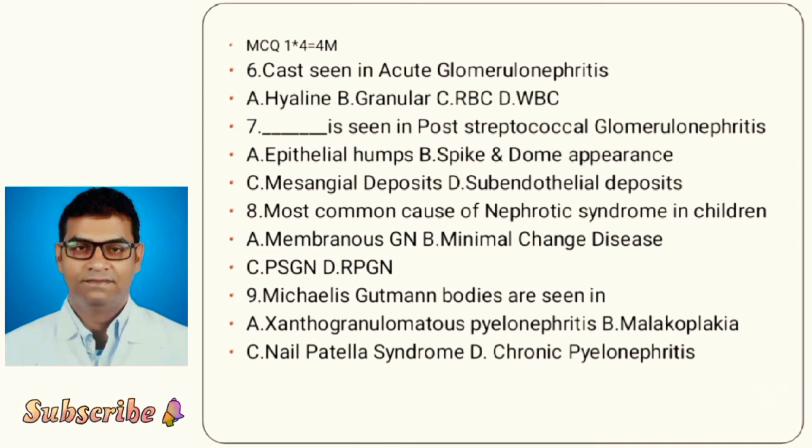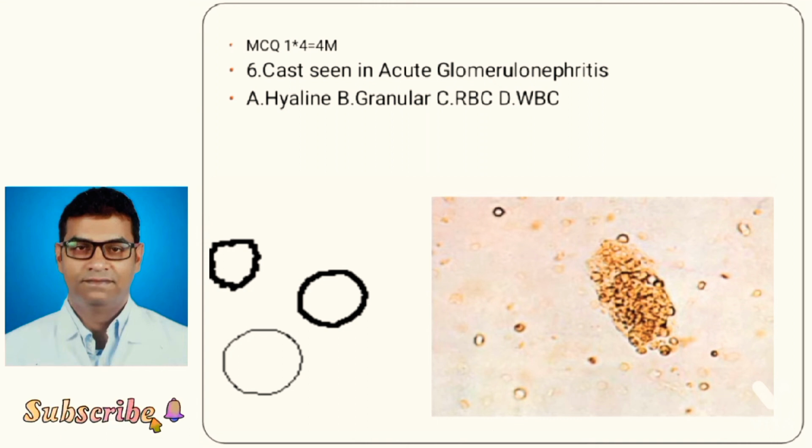Answer is RBC. RBC casts, WBC casts and epithelial casts are cellular casts. RBC casts appear orange-red and their significance is they are pathognomonic of glomerulonephritis, RPGN, and they are the indicator of bleeding within the nephron. RBC casts can also be seen in IgA nephropathy, lupus nephritis, bacterial endocarditis and renal infarction.